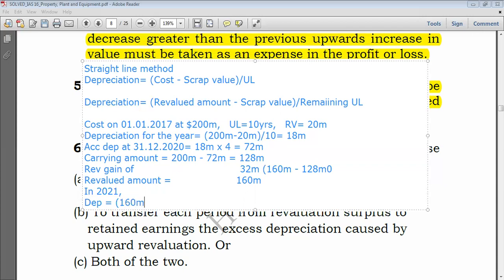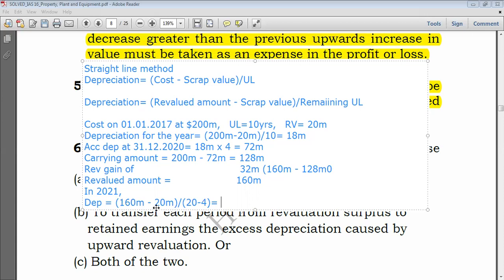The amount is 160 million, less scrap value. We presume the scrap value hasn't changed. It was 20 million, the residual value. Then I would divide by the remaining useful life. Now, the asset had 20 years, and 4 years have passed, from 1st January 2017 to December 2020. So we remain with 16 years, that means 20 minus 4.